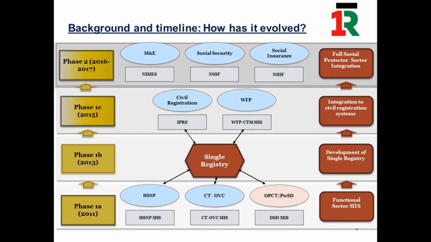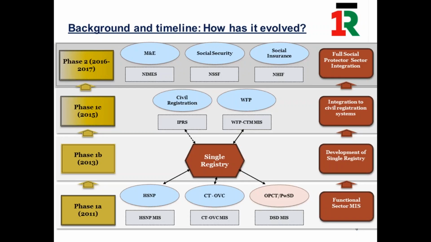Currently the single registry is carrying the data from the Hunger Safety Net program, the CTOVC program, the older persons program, and the persons with severe disability cash transfer program. Make note that these are only the cash transfer programs currently in the single registry. So what are we looking at doing this year and probably next year? We are looking at how to link it with other information and systems. For instance, we would like to know who is already receiving social security, that is the contributory pension, so we'd like in future to be able to link it to that.